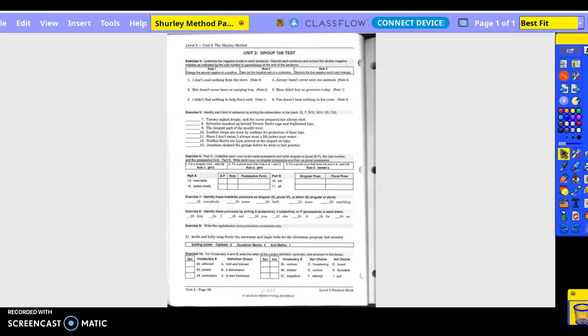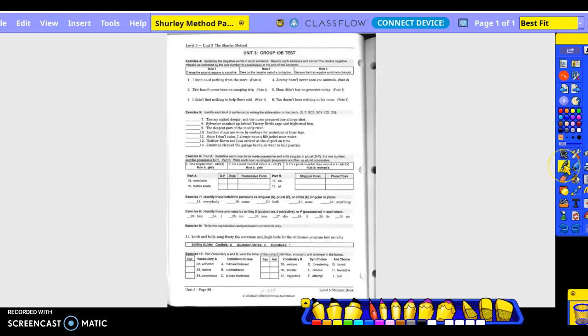This page, Shirley, about this page 38, part 2, exercises 6 through 10. Underline each noun to remain possessive and write singular or plural, the rule number, and the possessive form. Part B, write each noun as singular possessive and then as the plural possessive.